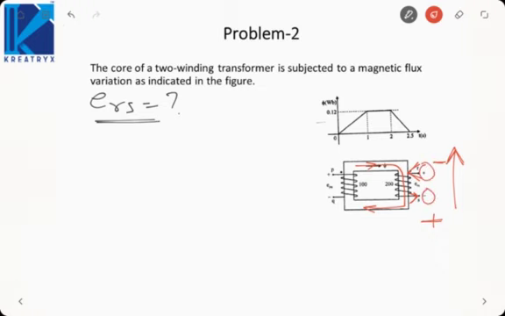So what to do in such type of problems? First of all, you need to find the positive and the negative terminals. How to do that? The secondary flux will always oppose the primary flux. Based on that, you will find the current direction.